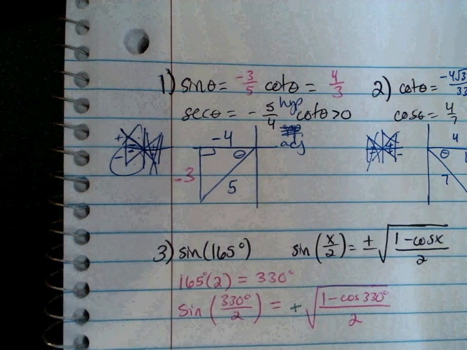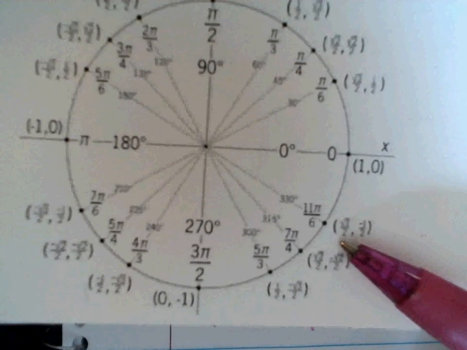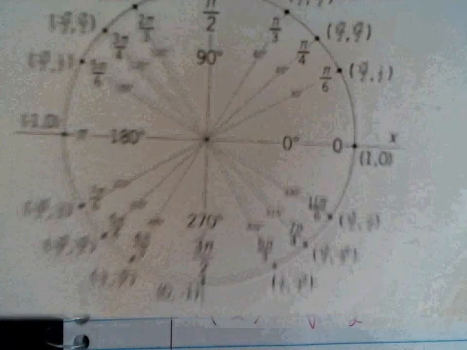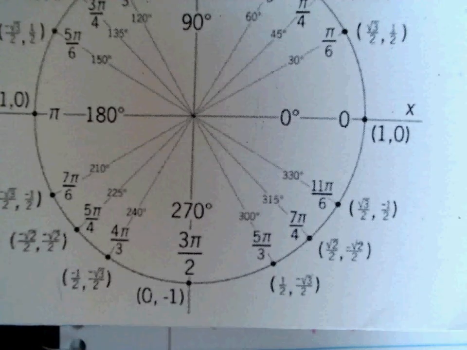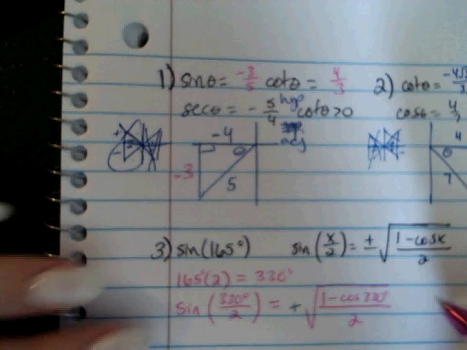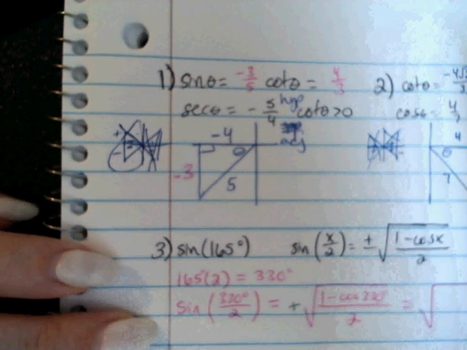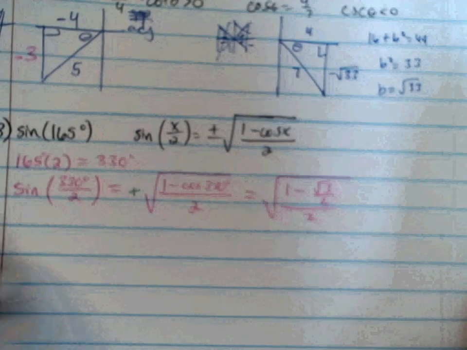So cosine of 330 degrees, if I look at 330 degrees, cosine is the square root of 3 over 2. Okay, so square root of 3 over 2, so we're going to replace that: the square root of 1 minus the square root of 3 over 2, all over 2.